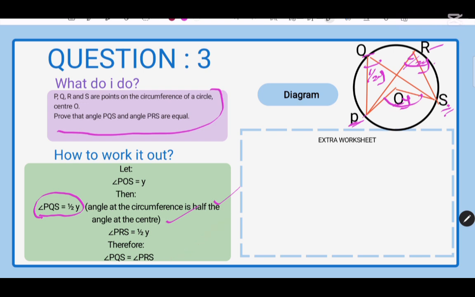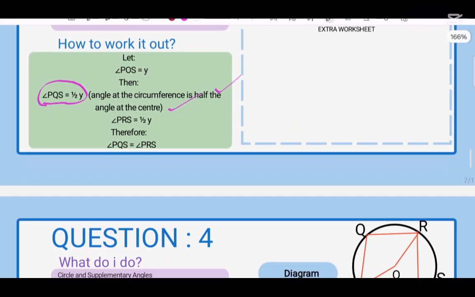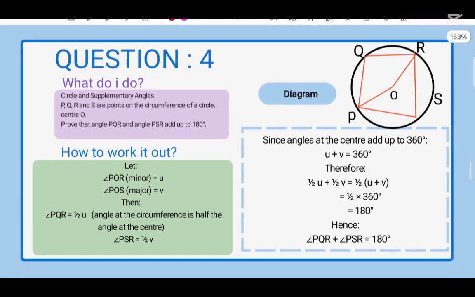So let's go to question number 4, which is also another very fantastic one, and we'll be making use of what we have learned so far in questions 1 and 2, even 3. So circle and supplementary angle, this is the one: PQRS are points on the circumference of a circle, center O here. Now prove that angle PQR and angle PSR add up to 180.